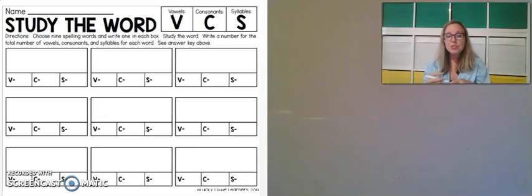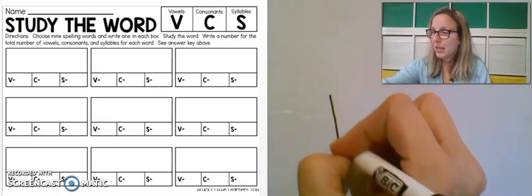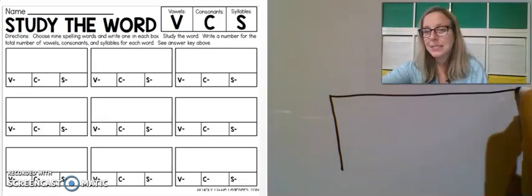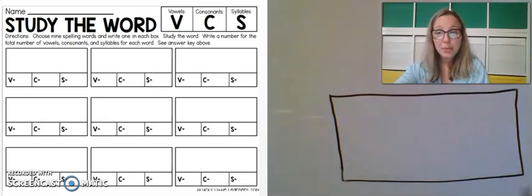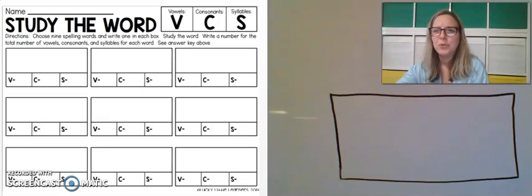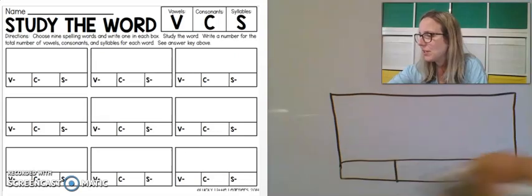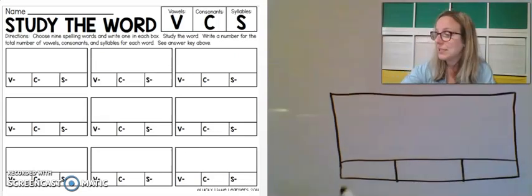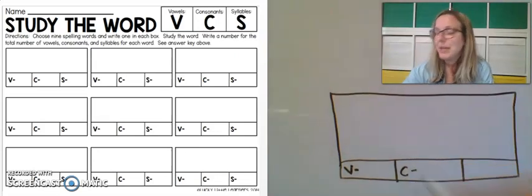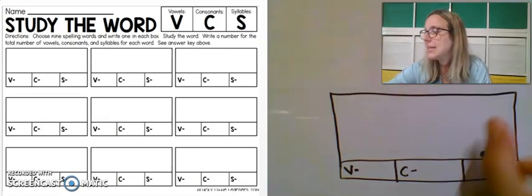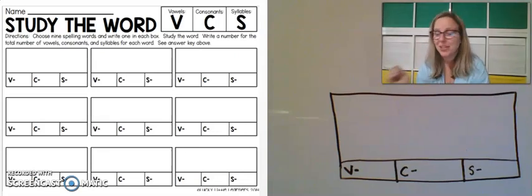Okay, so right here on my whiteboard, I'm going to draw one of those boxes. I will do a couple of words with you just to help you realize how you should be doing this. And then once you've got it figured out, I'm confident that you'll be able to do the rest on your own. So in the first box, we'll put how many vowels it has. In the second box, we'll put how many consonants it has. And then in the third box, we'll put how many syllables. And remember, syllables are your beats or your claps, okay?